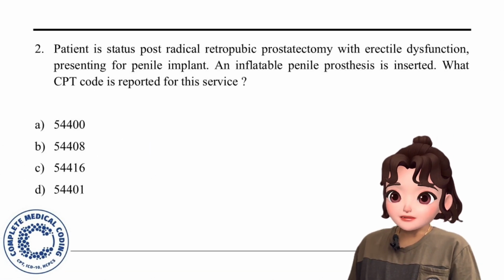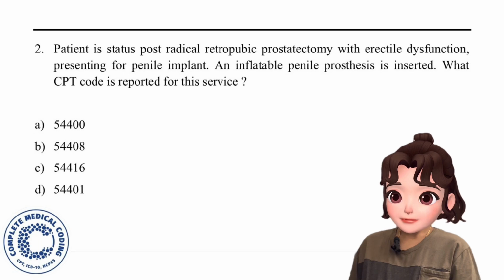Now let's move to the second question. Patient is status post radical retropubic prostatectomy with erectile dysfunction, presenting for penile implant. An inflatable penile prosthesis is inserted. What CPT code is reported for this service?